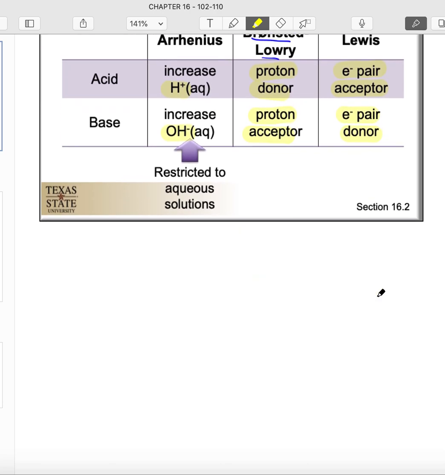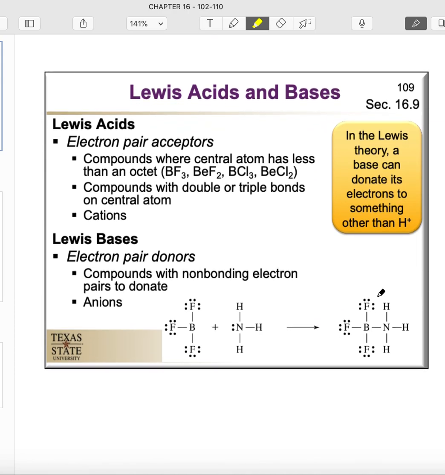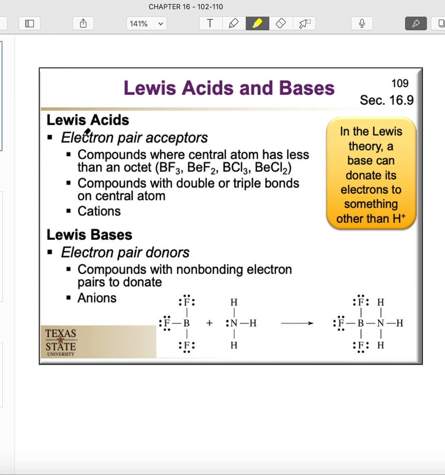All right, so knowing this, let's go to the next slide, which talks about how do we identify a Lewis acid or a Lewis base. So a Lewis acid, we said, is an electron pair acceptor, right? That's going to include compounds that have a central atom that has less than an octet on it. And those are typically going to be compounds that have either boron or beryllium as the central atom. Notice that the examples that I have listed, they all have boron or beryllium bound to a very electronegative atom such as fluorine or chlorine.